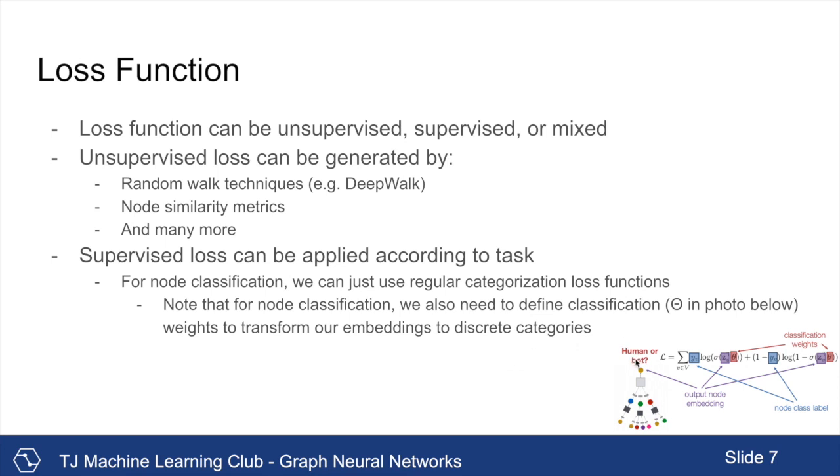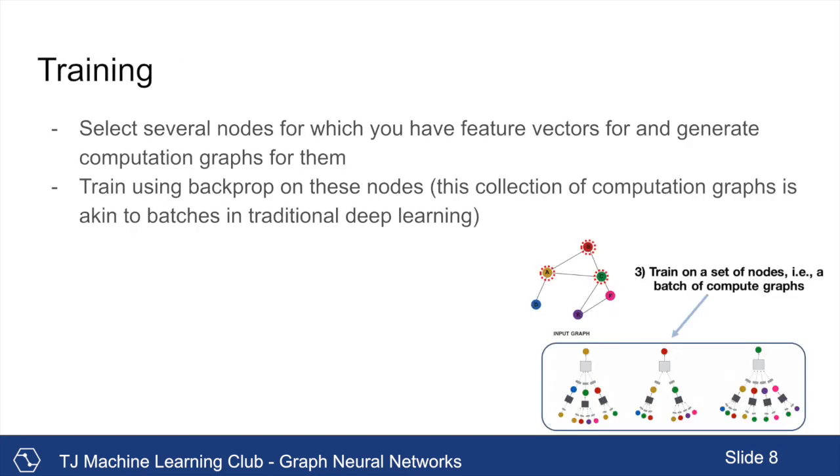And this is a very simple loss function. You can do very complex, hand-designed loss functions that really capture what you're trying to do in your task. And there are also mixed loss functions, where you take some of the unsupervised stuff, like node similarity, and also have some of your own objectives built in. So when you're training these graph neural networks, if you have several nodes in your graph that you know the values for, you take those nodes, generate the computation graphs for all of them, and then train using backpropagation. And this is basically your batch.